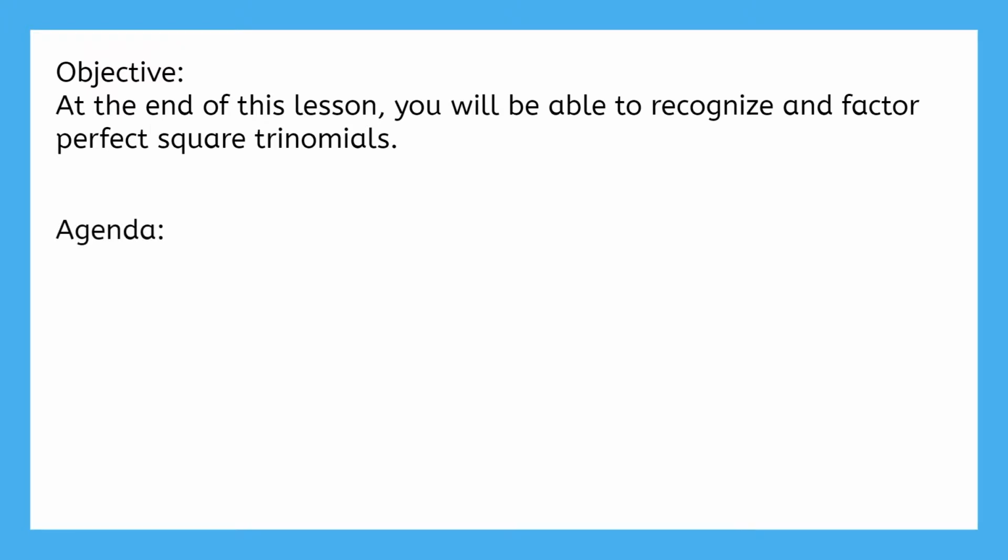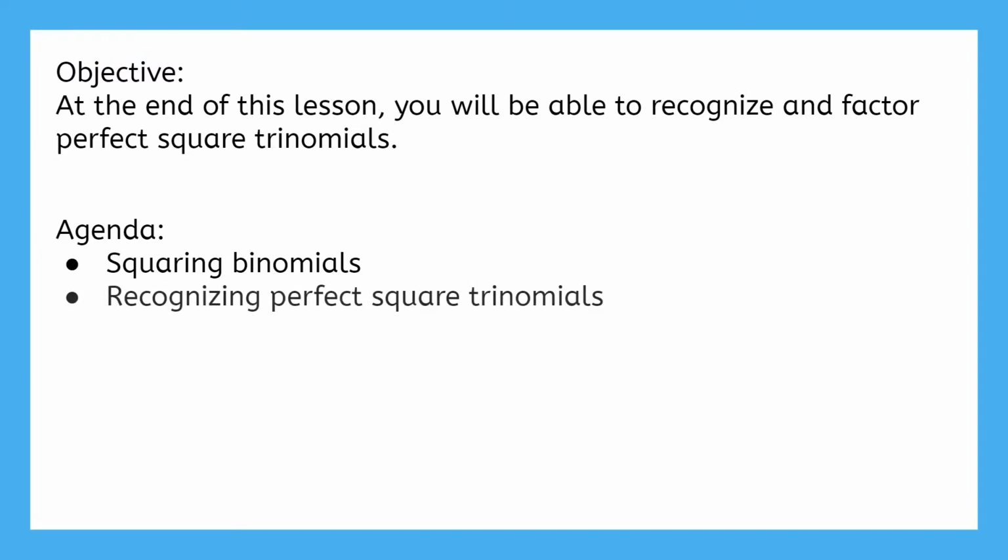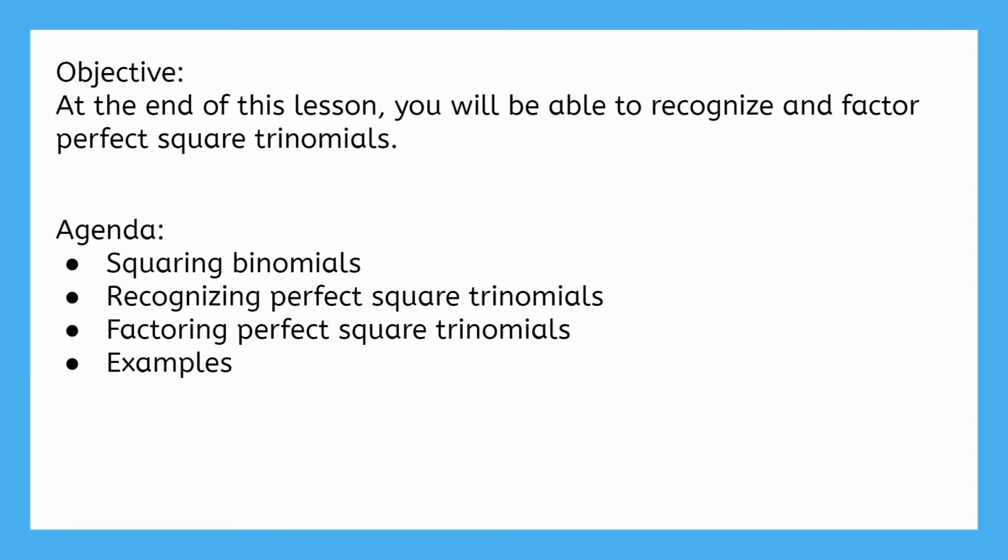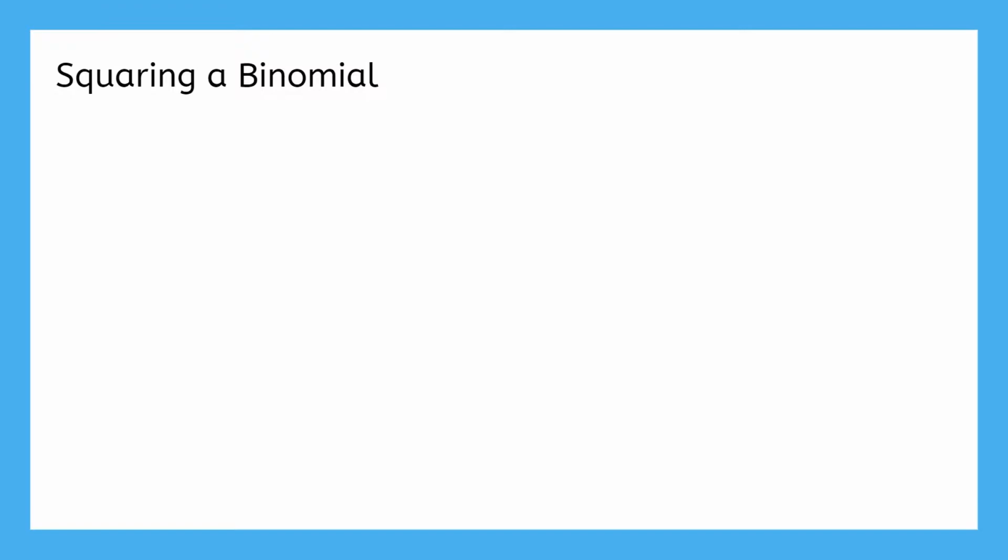By the end of this lesson, you will be able to recognize and factor perfect square trinomials. To reach that goal, first we'll square a binomial and analyze the results so that we can begin recognizing perfect square trinomials. And once we know how to recognize them, we'll learn a very simple method for factoring them, which we'll practice on a few examples, including one that you'll get to try yourself. You know the drill at this point. Let's square a binomial and see why it creates a perfect square trinomial. And then we can reverse the process.